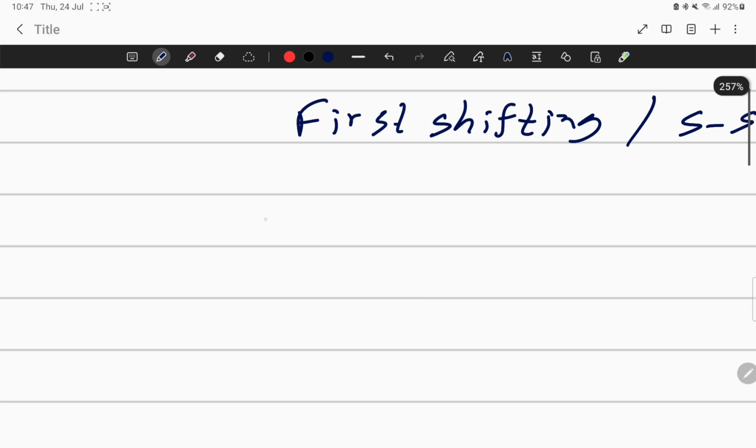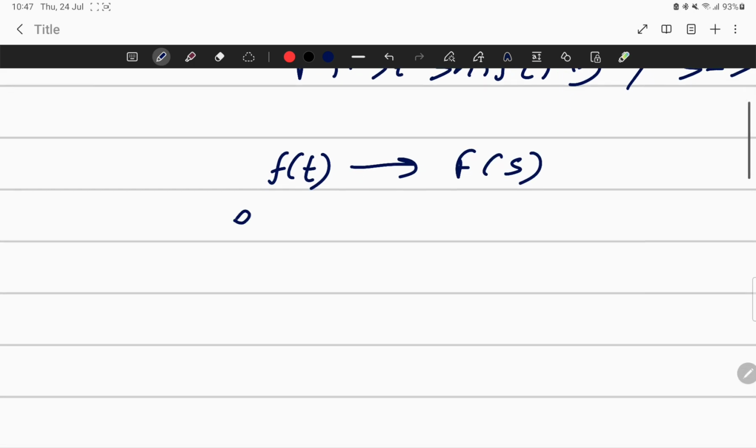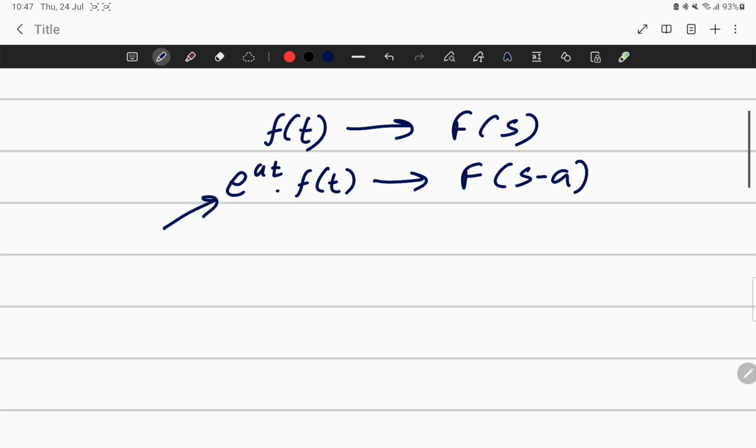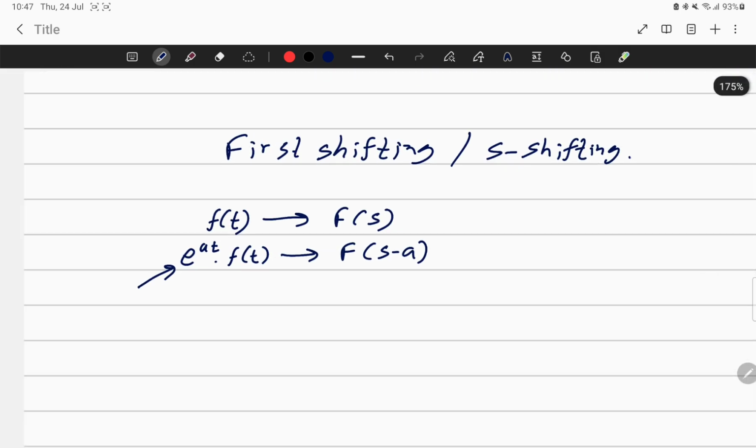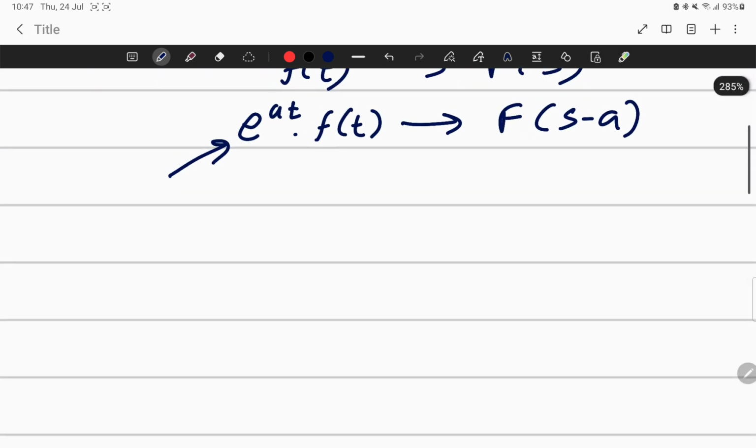So let's say I have a function f(t). In the Laplace transformation it is converted into F(s), right? Okay, let's say the function is multiplied by e to the at, then the formula is F(s minus a), right? We are going to prove this theorem. Okay, so let's prove this one.